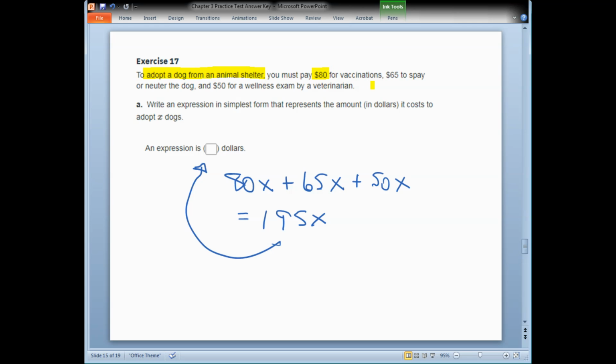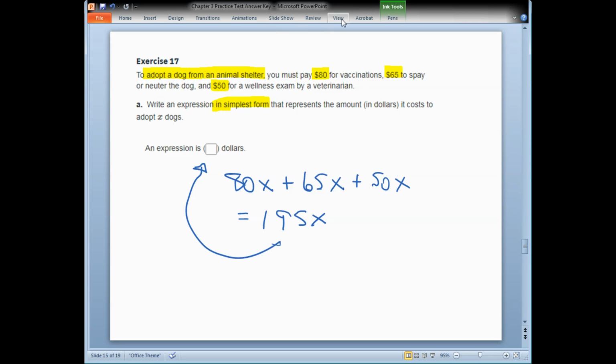So you got to pay $80 for vaccination, $65 to neuter the dog, and $50 for a wellness exam. So the doctor can say your dog is well, right? So we need to be able to write an expression in simplest form that represents how much money it's going to cost to adopt X dogs.